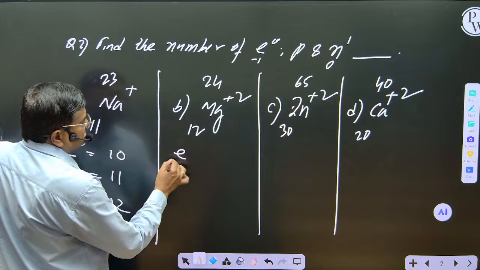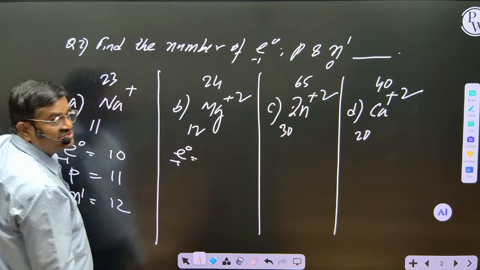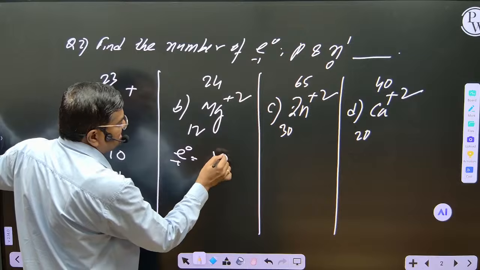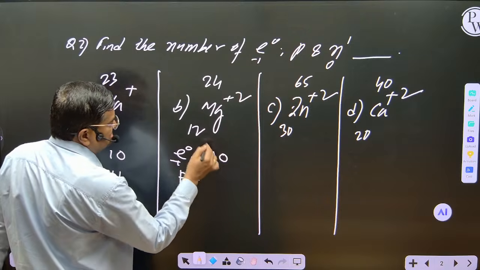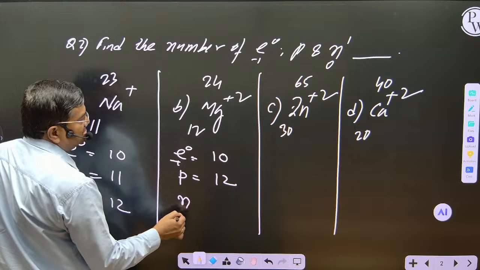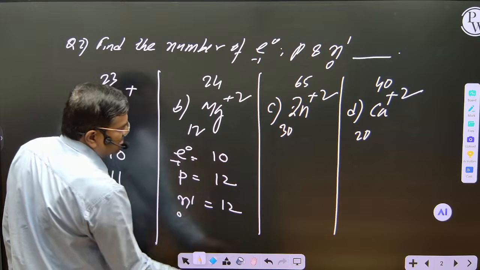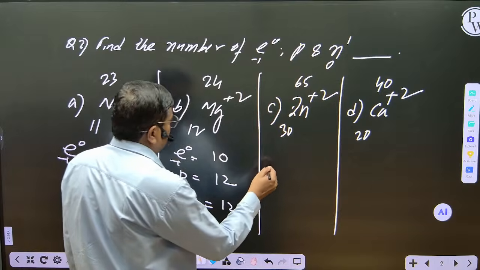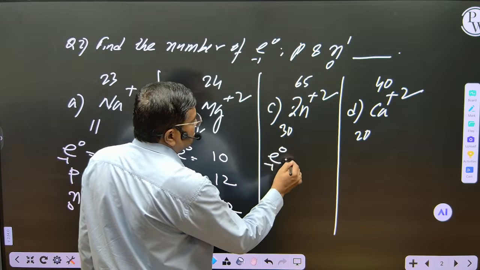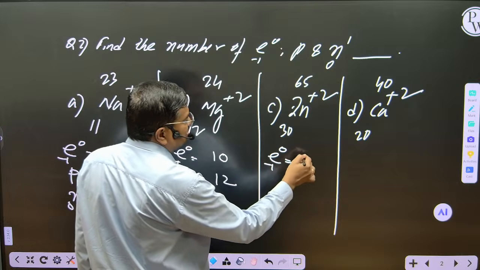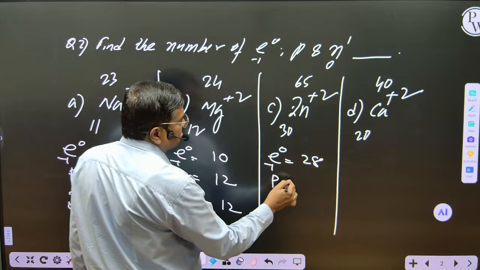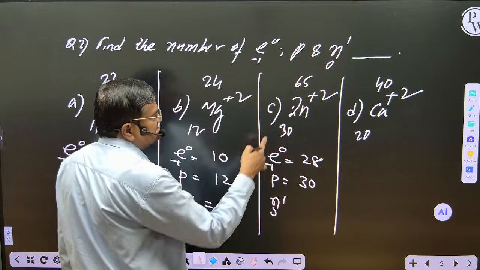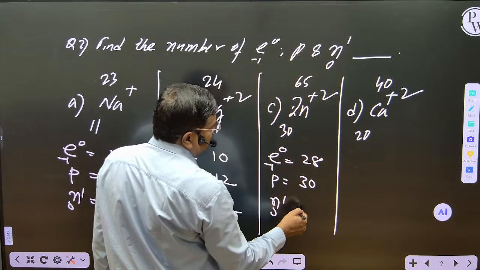In the magnesium case, how many electrons do you consider? Since a positive charge is there, you have to remove 2. So from 12 remove 2; electrons come to 10 here. Protons, no change, 12. Neutrons will be 24 minus 12, 12. Understood? Now in the dipositive zinc ion, how many electrons is it having? 30 lost 2, that is 28 electrons. Protons will be 30. Neutrons: 65 minus 30 comes to 35.